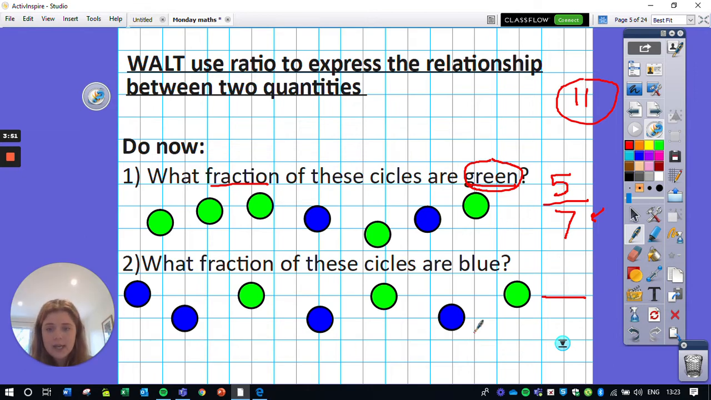Let's go down to the second diagram then, and you can count them again and find that there are 7 circles. And this time we want to know how many of them are blue. 1, 2, 3, 4. 4/7 of these circles are blue. Well done if you were able to do that. That's going to be part of the knowledge we're revising today.